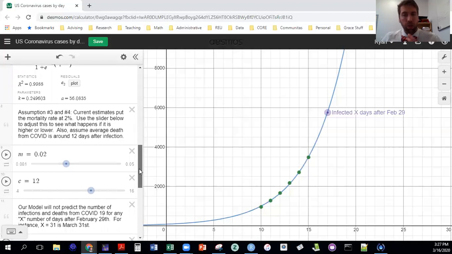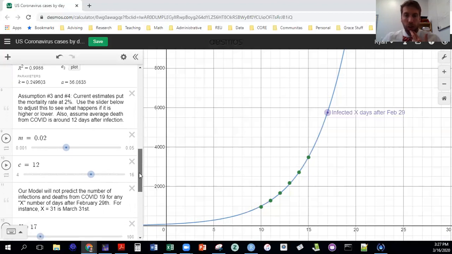So then we're also going to use our model to make assumptions about how many people will die. So in our really naive, simple model, we're just going to use two things. There's a lot more, much better, much more complicated models out there.